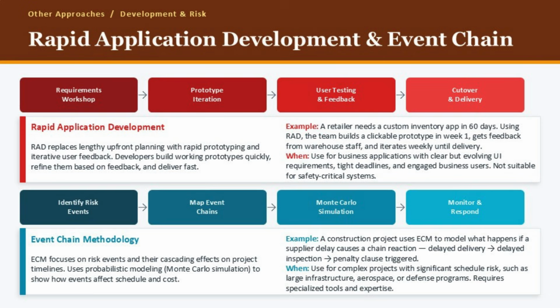A retailer needs a custom inventory management app in 60 days. Using RAD, the team builds a clickable prototype in week 1. They walk warehouse staff through it, get feedback: this button is in the wrong place, we need a barcode scanner here, and refine it weekly. By the end, they have a system that users actually want because they shaped it throughout.